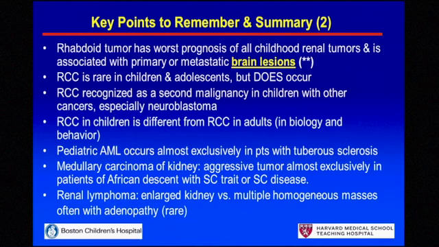Pediatric AML occurs almost exclusively in patients with tuberous sclerosis. Medullary carcinoma of the kidney is an aggressive tumor almost exclusively seen in patients of African descent with sickle cell trait or sickle cell disease. Renal lymphoma is rare but occurs and can be seen as generally enlarged kidneys or multiple homogeneous masses, often with adenopathy, but it is a rare condition.